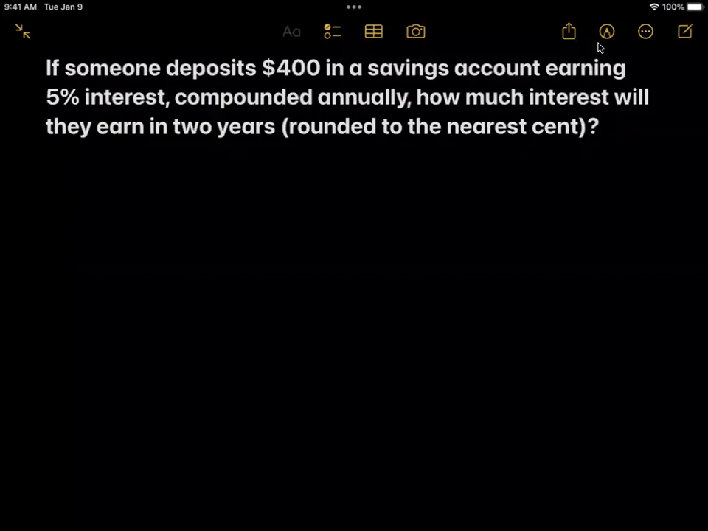So here is our problem. If someone deposits $400 in a savings account earning 5% interest compounded annually, how much interest will they earn in 2 years, rounded to the nearest cent?